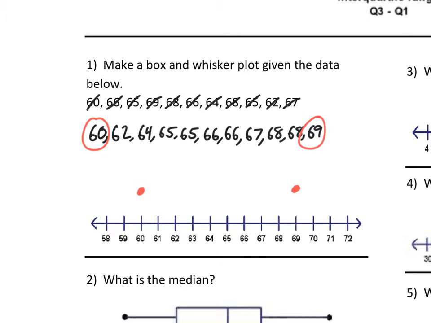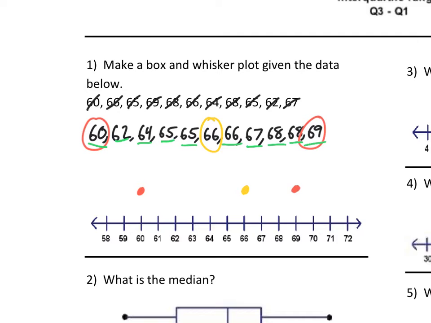Now what I have to do is pick the number in the middle. I've got to pick my median. So counting from the outside, I've got 60 and 69, 62 and 68, 64 and 68, 65 and 67, 65 and 66. That's going to make this 66 right here my median of all of my data. So I'm going to put a dot above 66.